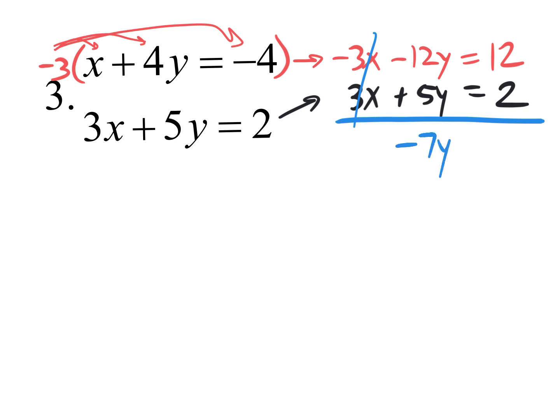Negative 7y. Okay, and the equal sign, you just bring it down. And over here, when I combine 12 and 2, what do I get? 14. Okay, so that's the first step. You may have to modify one or both equations to get either an x or a y to cancel. Do we understand that first step?